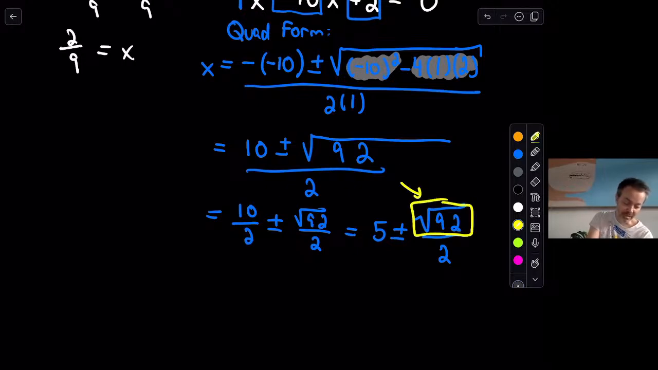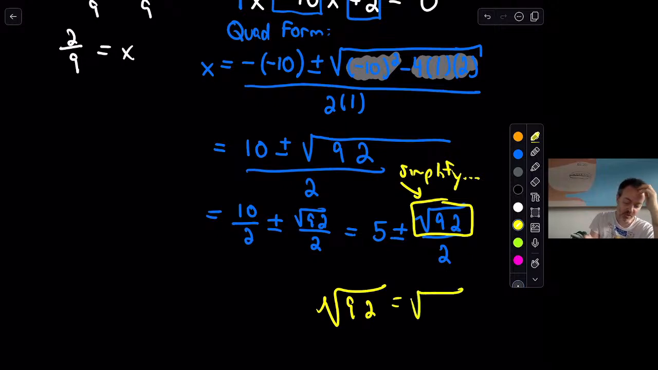So notice you could simplify this a little further. Let me know if you need to see the square root of 92 simplified. Otherwise, you could write that as 4 times 23. I always do this. I say I'll let you do it, and then I start talking about it, and then I do it.